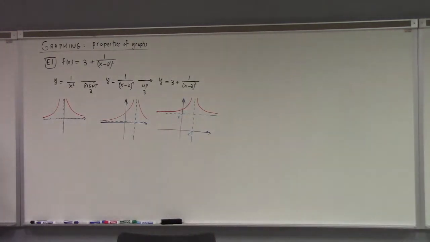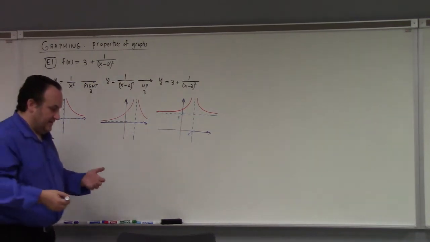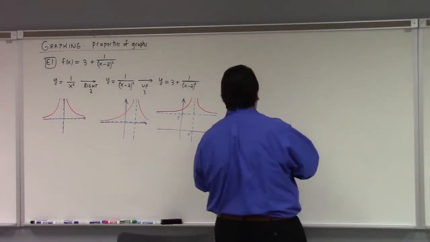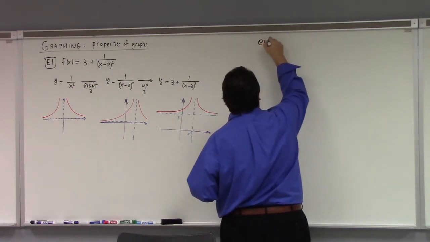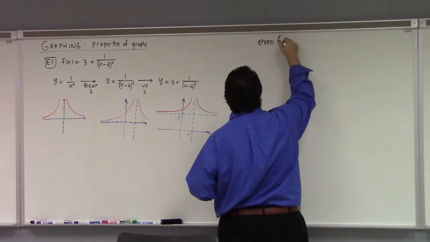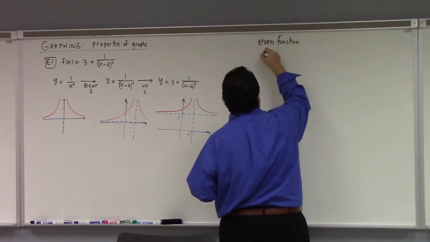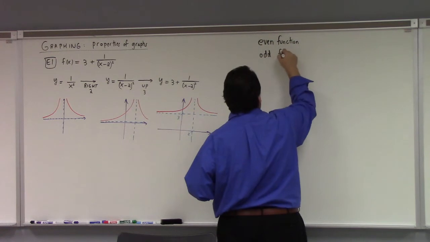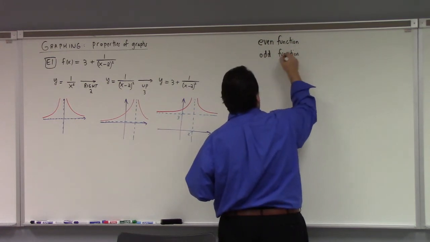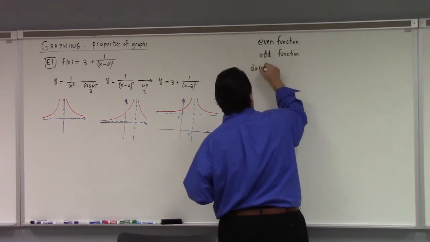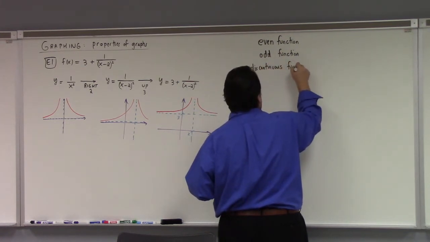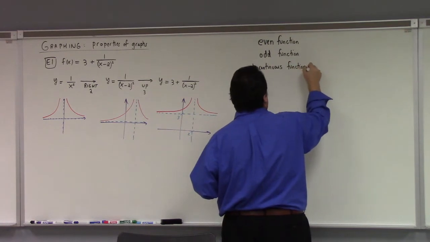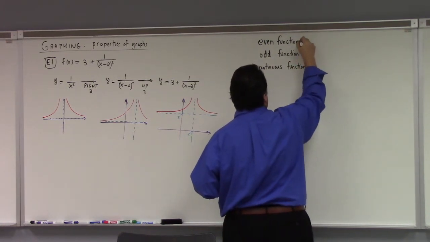Now I want to introduce the next members in the story we're telling here. The names of these characters are even function, odd function, and discontinuous function. Let me give you a definition for each one of these characters.